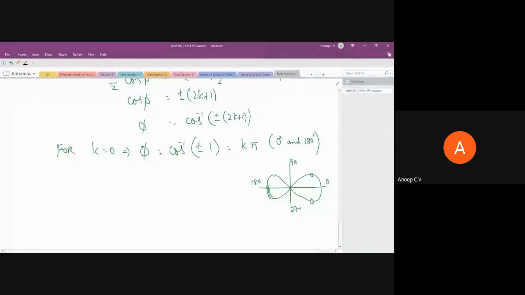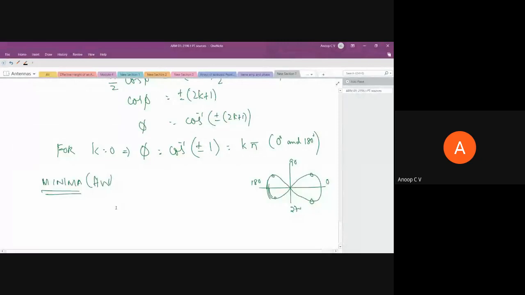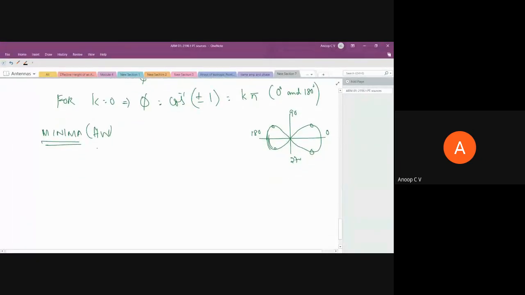We will have 4 half power points, that's what I'm assuming. We'll try and find that. So please find minima, I'm not solving minima. You can do it as a homework, but I'll help you find out the half power points.